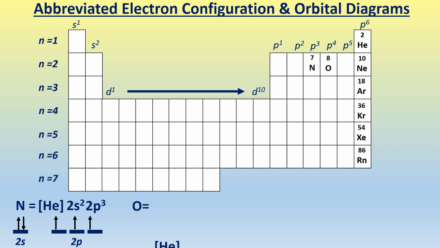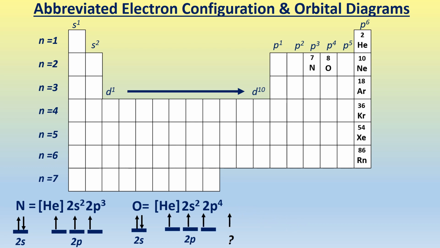Oxygen adds one more electron, becomes helium 2s2, 2p4. So the electrons go in 1, 2, and 3. The question remains, where does that fourth electron go? There are only three orbitals, so there's no place else for the electron to go except to pair up. If the first three electrons are pointing up, that last electron is going to go in and start filling in, pointing down.